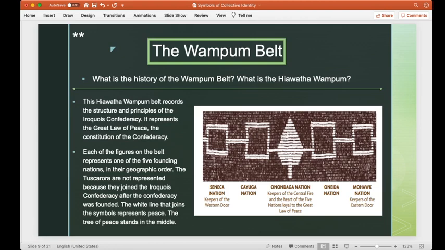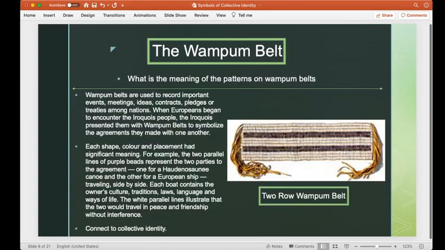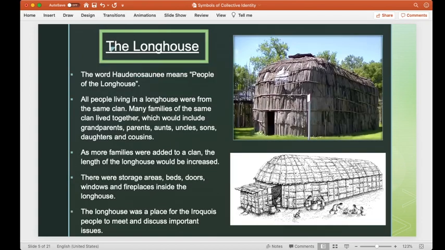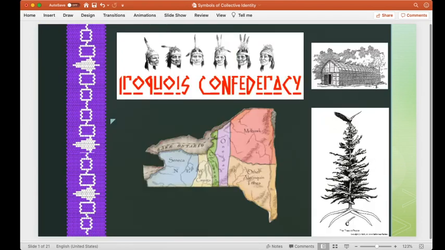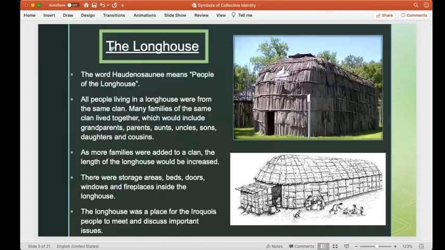So each figure in the belt represents one of the 5 founding nations. So we have 5 distinct shapes, okay, and they represent the 5 founding nations based on their geographic order. So this is like where they are in the map. If we go back all the way, sorry, I know I have to go back quite a bit. We have the Seneca, the Cayuga, the Onondaga, the Oneida, and the Mohawk. Right? So remember that, if you can.